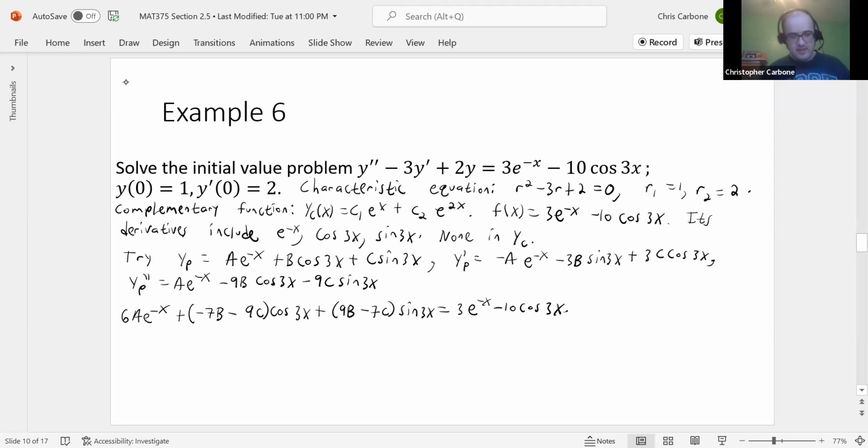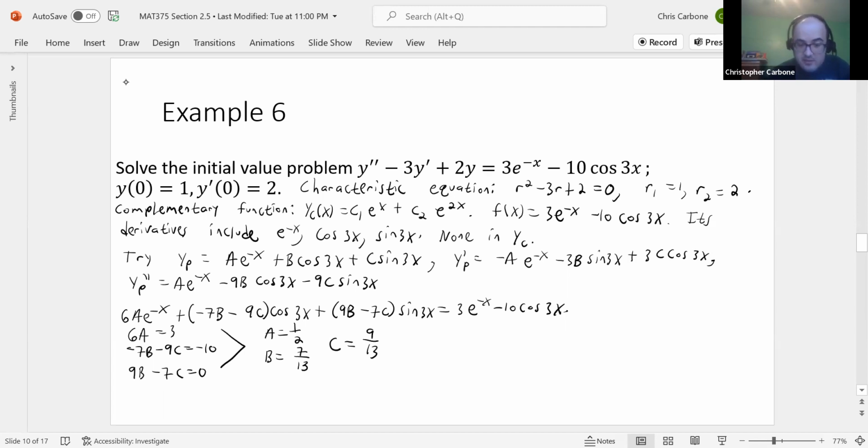So after doing that, we could solve to get our system of equations. This would be 6a is equal to 3, negative 7b minus 9c is equal to negative 10, 9b minus 7c is equal to 0. From this system of equations, we get a is a half, b is 7/13, and c is 9/13.